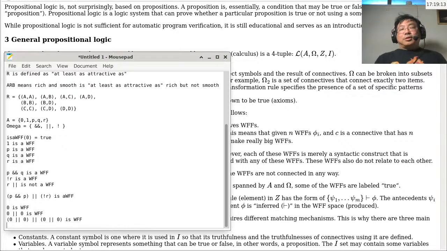Why do you waste all these OR operators? Because I can. Okay, is that okay? All right, cool.